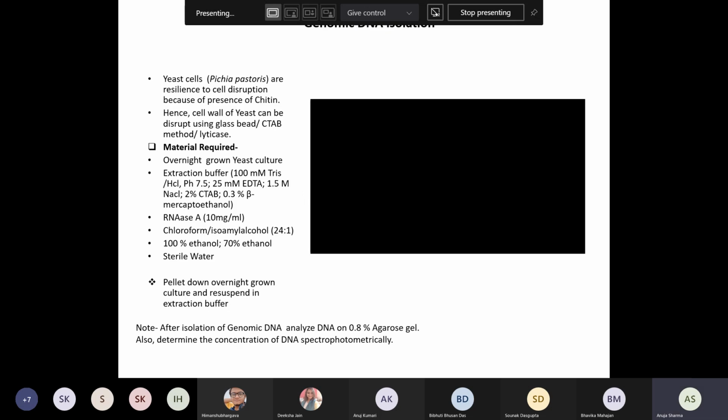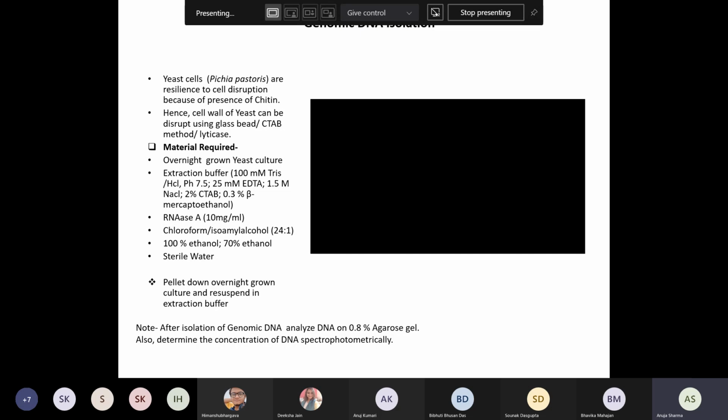First is isolation of genomic DNA. In this example, I'll show you how to isolate genes from yeast cells. As I told you, yeast cells have a cell wall made up of chitin, so we need a stronger lysis reagent which can easily break the cell wall and cell membrane. In mammalian cells you don't need that much detergent, because they don't have a cell wall, just a cell membrane, which is easy to break. For yeast cells, we usually use the CTAB method, a detergent which binds to the cell wall and breaks it.